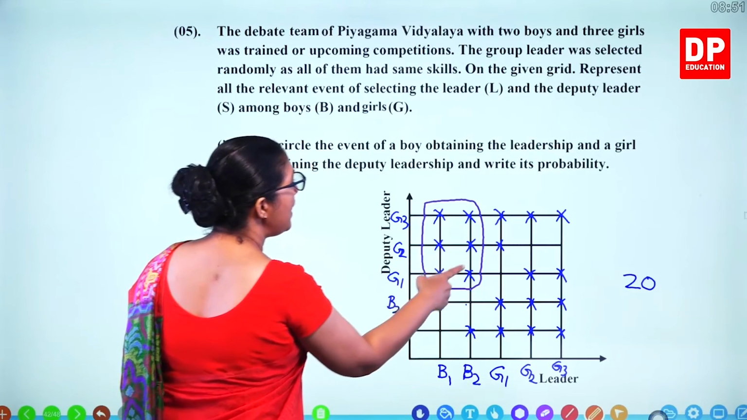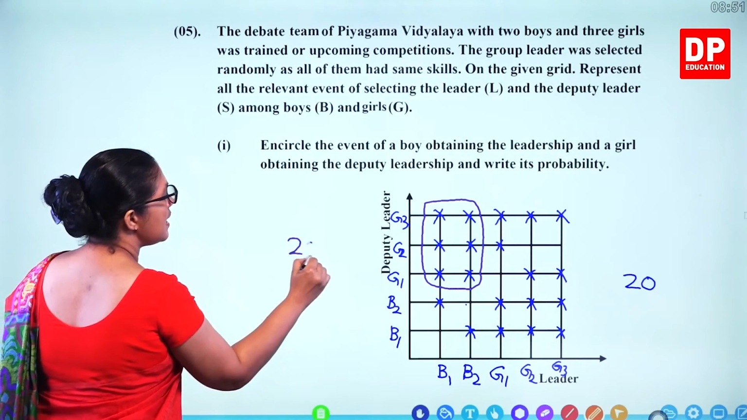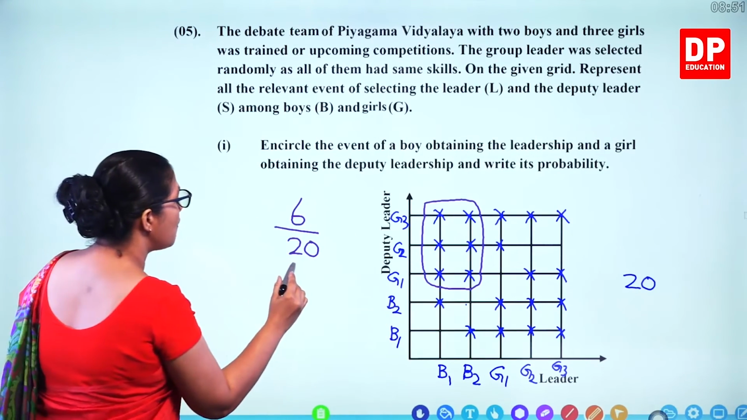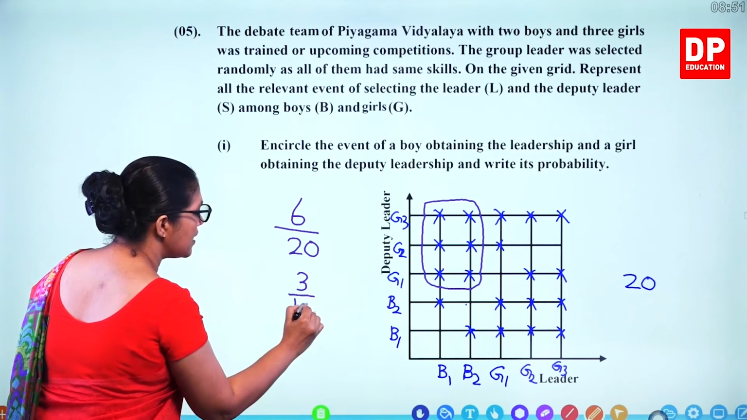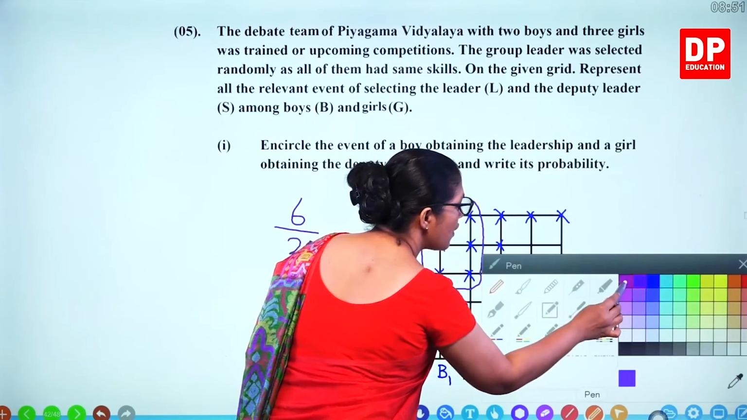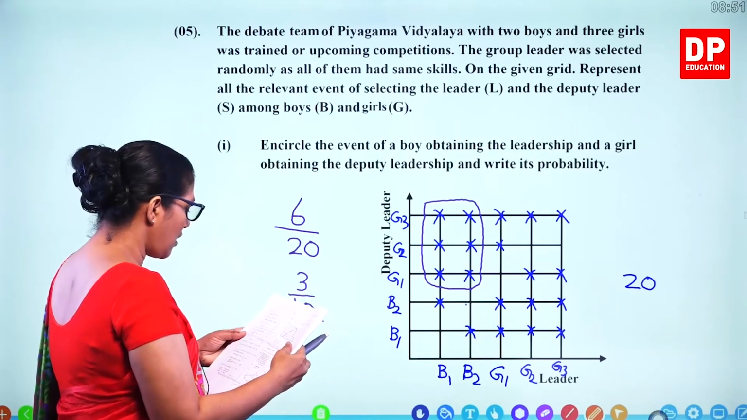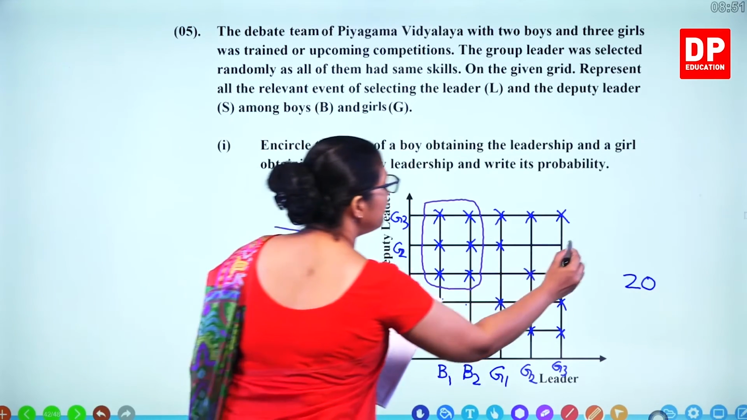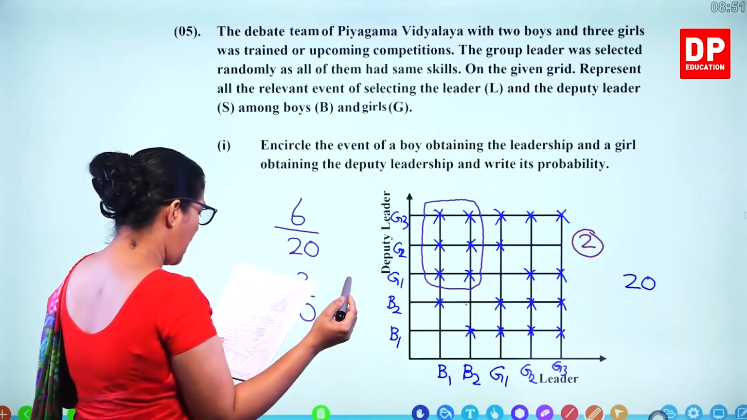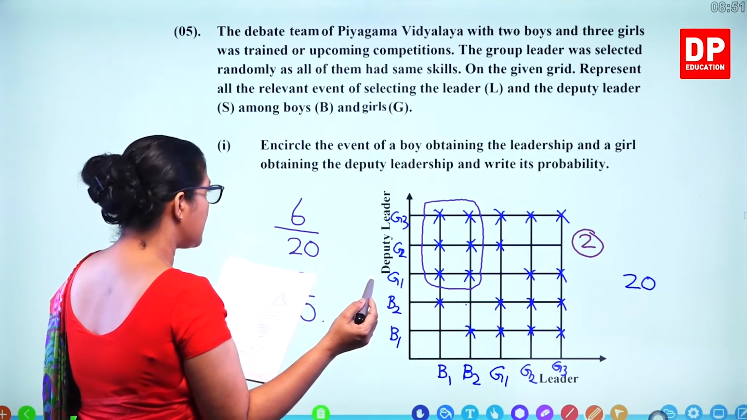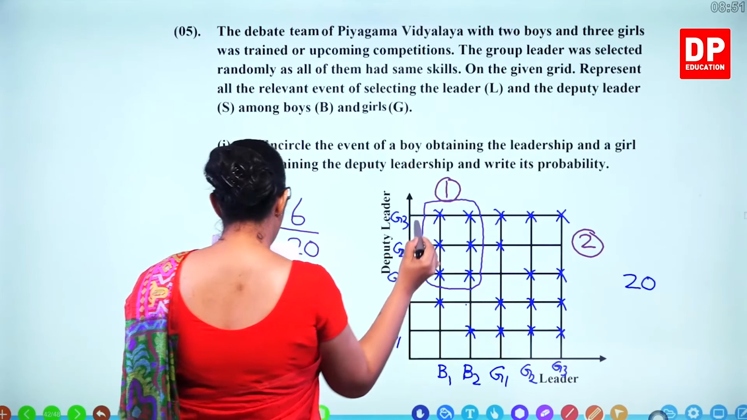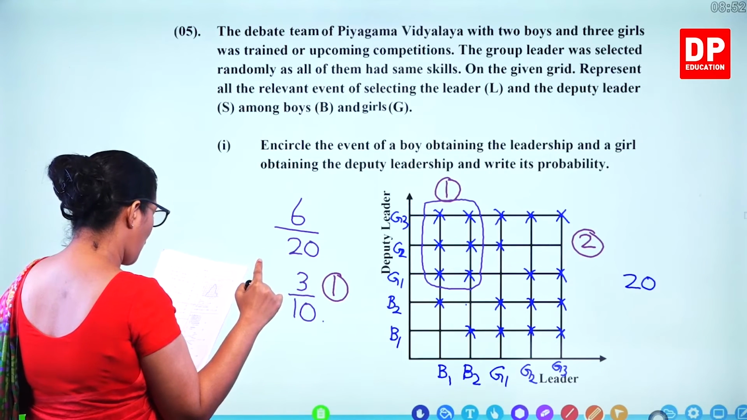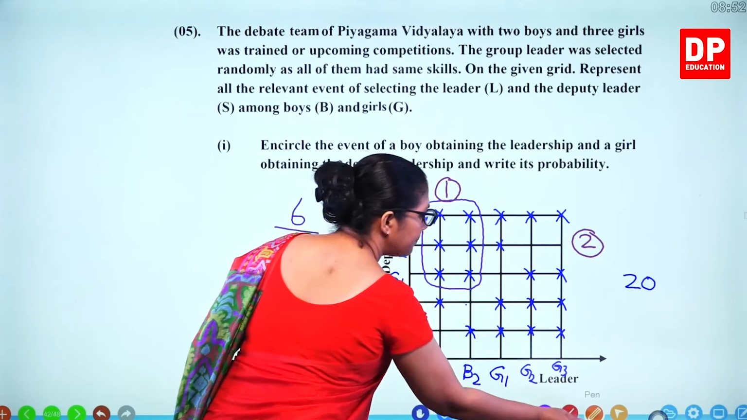And what is this probability? Out of 20, 1, 2, 3, 4, 5, 6, 6 is there. So 6 over 20, divided by 2, you get 3 over 10. So how many marks for this part? You are getting 2 marks for the diagram, and separating this one, that's 1 mark, and calculating the probability, 1 mark. So 4 marks for these 2 parts.